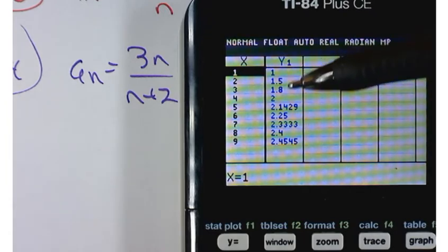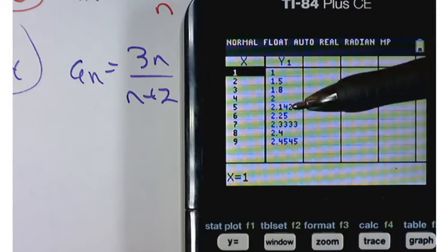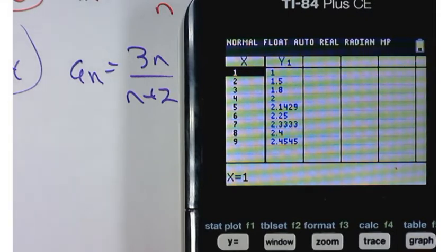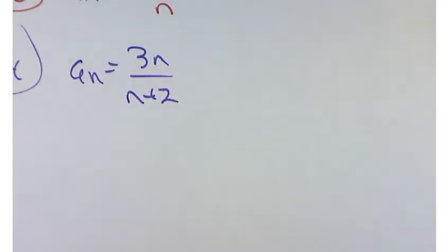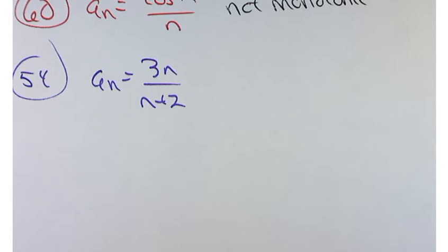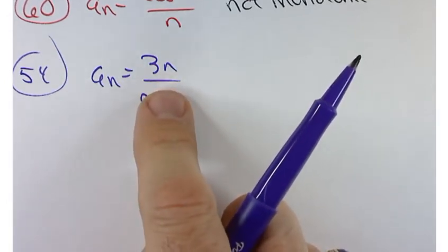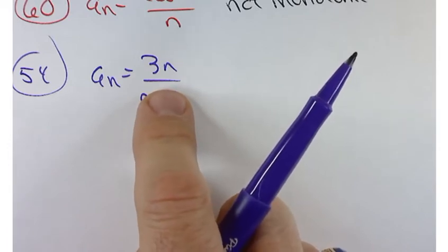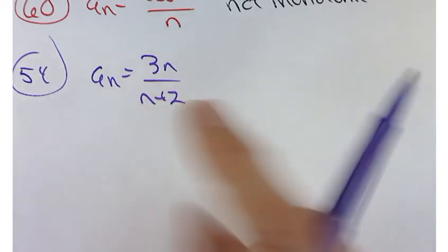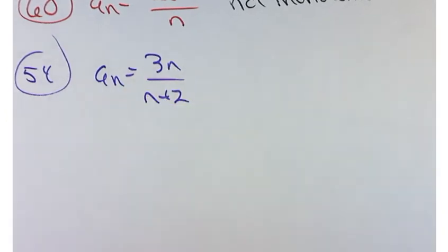And take a look at what's happening to our values. You go 1, 1.5, 1.8, 2, 2 and 1/7, etc., 2 and 3/4. So what's happening is that they're always getting steadily bigger, right? So they're starting to look like a monotonic sequence. How can we show that? Well, we could treat this as a continuous function and show that it's always increasing, at least on the range of 1 to infinity. How could you show that a function is increasing?